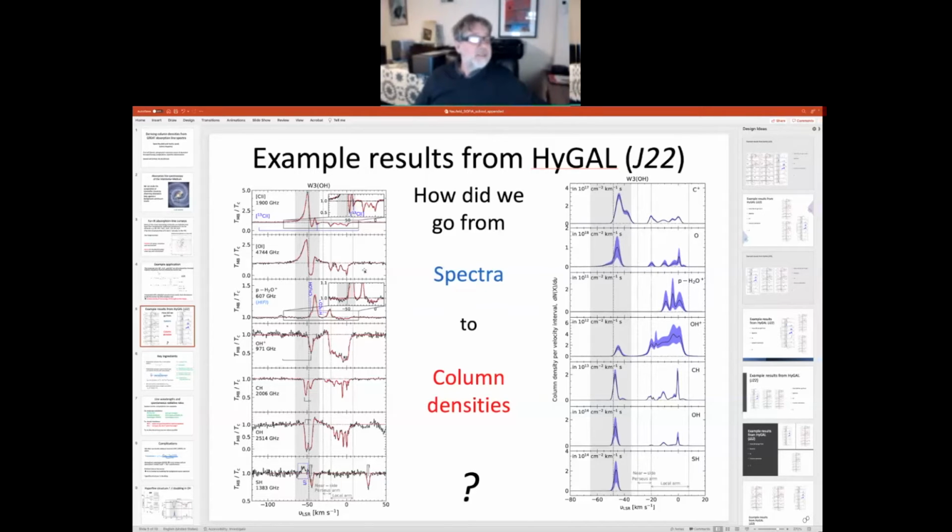And basically, we go from spectra, plots of intensity as a function of frequency represented as a velocity with respect to the local standard of rest, to column densities, which are shown on the right-hand panel. The column densities are the integral of the volume density along the line of sight, and one has to compute them for a given velocity range. So really the units are centimeters to the -2 per kilometer per second. So the subject of this presentation then is, how do we go from what you see on the left to what you see on the right?